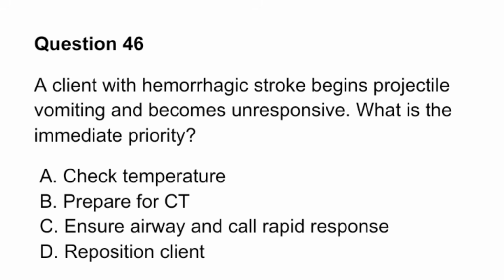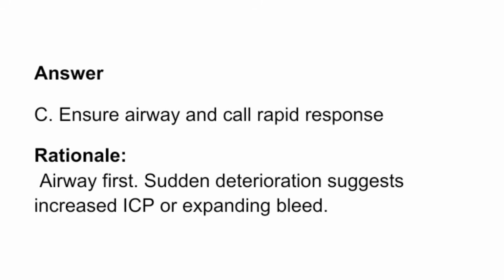Question 46. A client with hemorrhagic stroke begins projectile vomiting and becomes unresponsive. What is the immediate priority? A. Check temperature. B. Prepare for CT. C. Ensure airway and call rapid response. D. Reposition client. The answer is C. Ensure airway and call rapid response. Rationale: airway first. Sudden deterioration suggests increased ICP or expanding bleed.